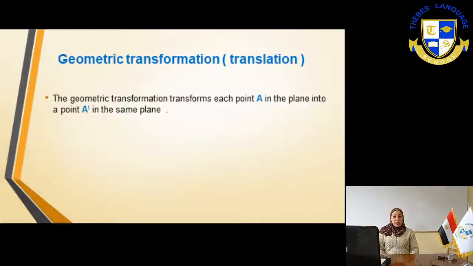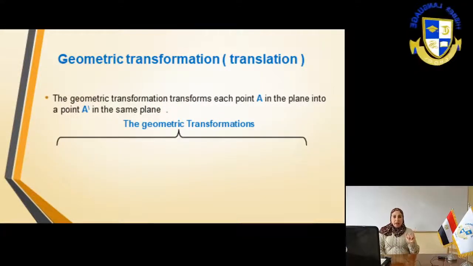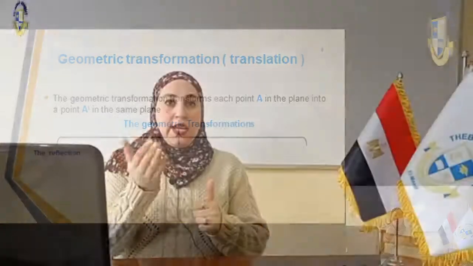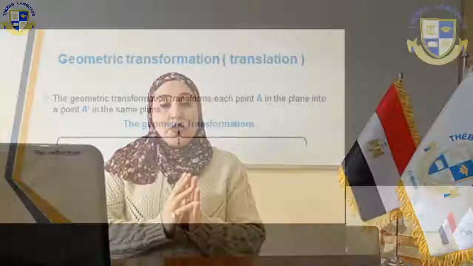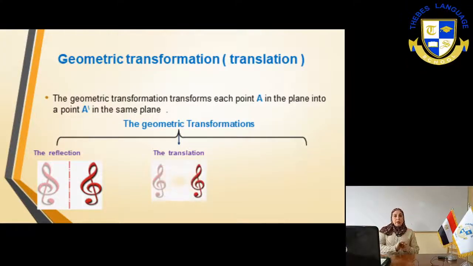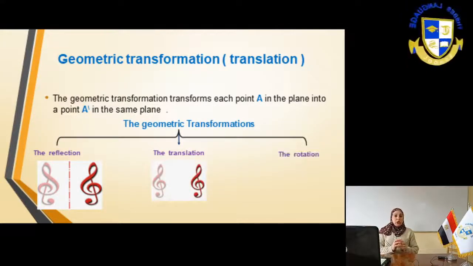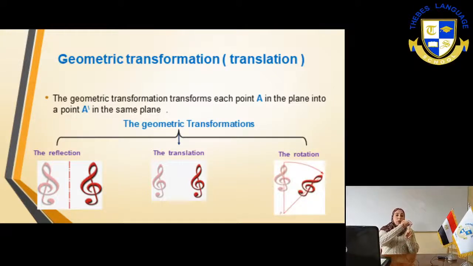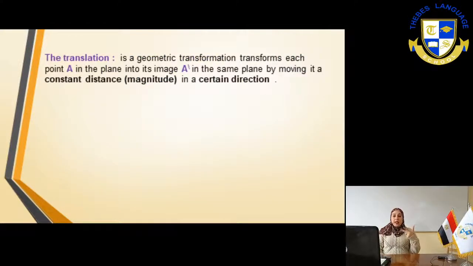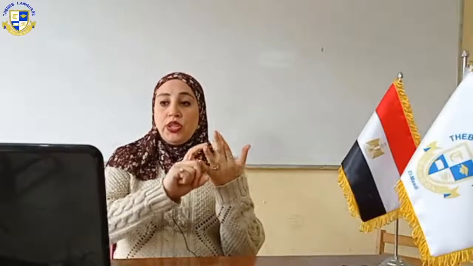Now, how many types of geometric transformation do I have? We have 3 types. The first one is the reflection. Reflection looks like the mirror. The second one is translation. Translation is just sliding the object from its place to another place. And the last type is rotation. Rotation means to rotate something. So the object was here, and I'll rotate it to another place. We have 3 types: reflections, translations, and rotation.